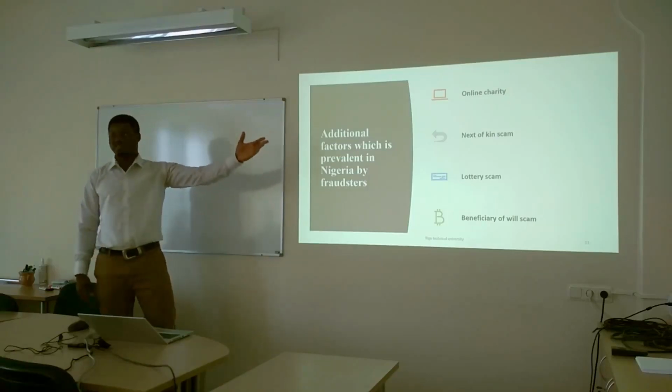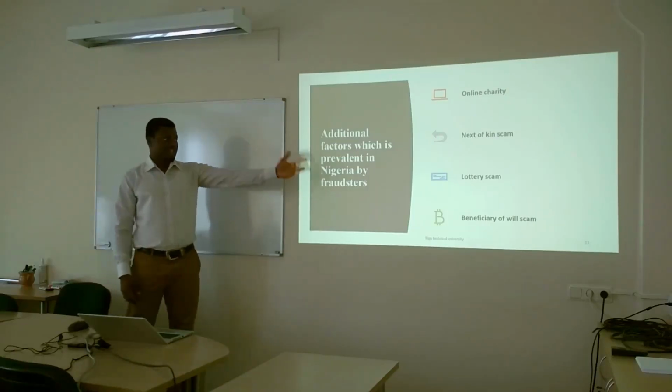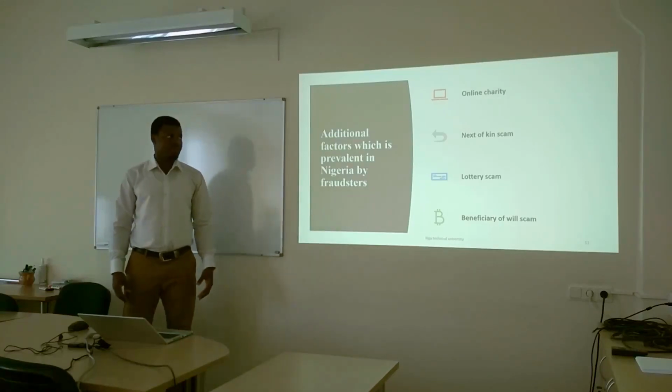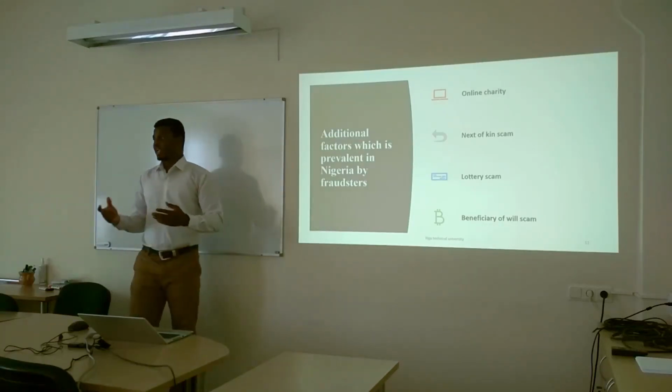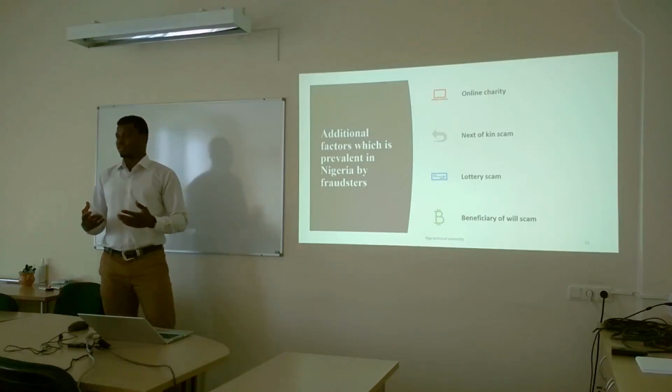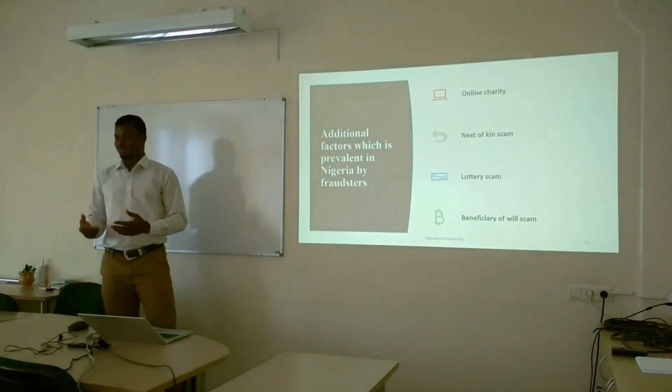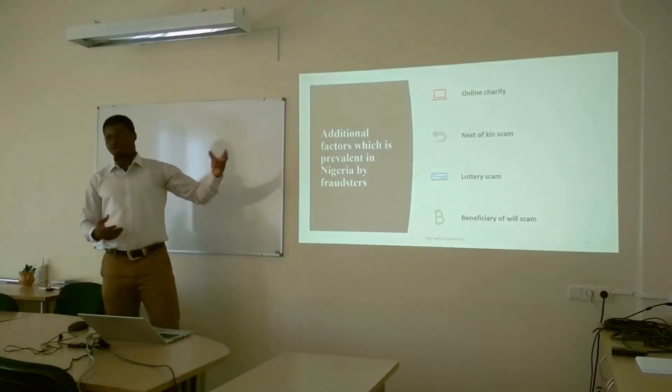They have the online charity scam, the next of kin scam, the lottery scam, and the beneficiary of real estate scam. With online charities, they go online and start requesting funding, saying people should help the poor, and in that way they get money from people.